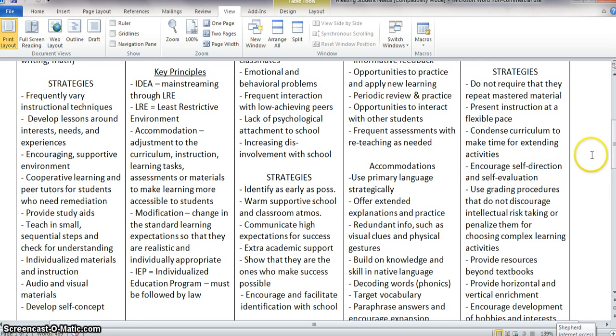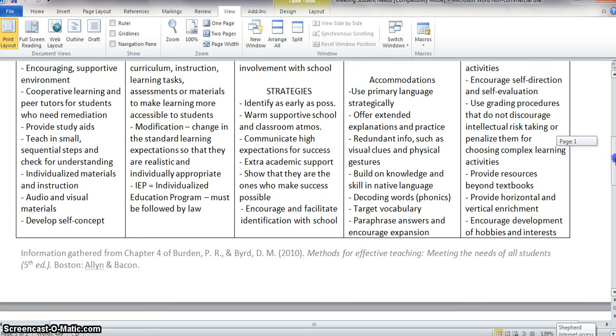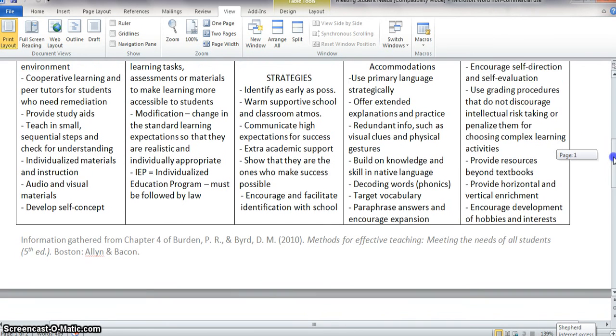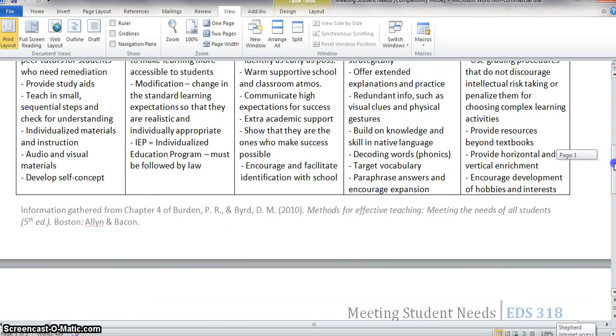We encourage them to set goals for themselves, to evaluate themselves and their progress. And we want to have some grading procedures that don't discourage risk-taking. Intellectual risk-taking is something that often gifted students don't learn because they think everybody thinks they should be smart, that they should always get the right answers, and so they might not take risks and really dive into areas and do things that they're uncertain about. So we need to make it easy for them to do that and really encourage them to go even deeper. We can provide materials beyond the textbooks that are challenging, that offer different viewpoints.